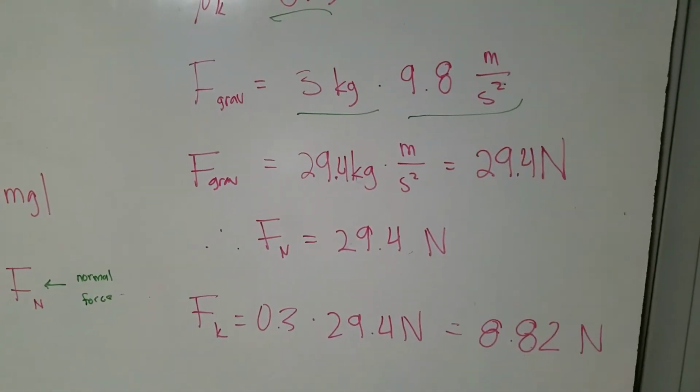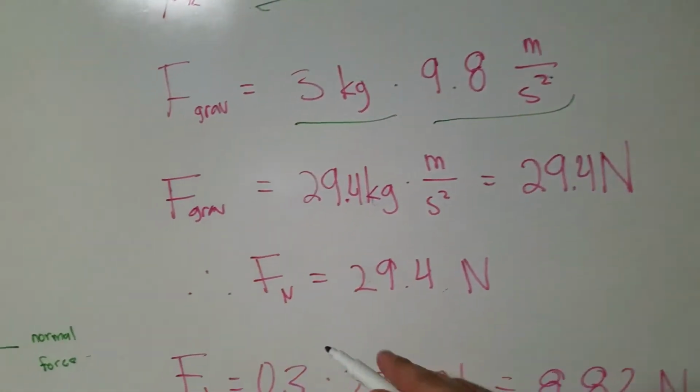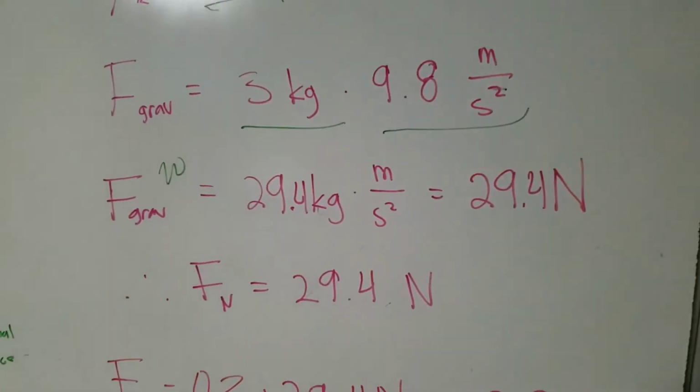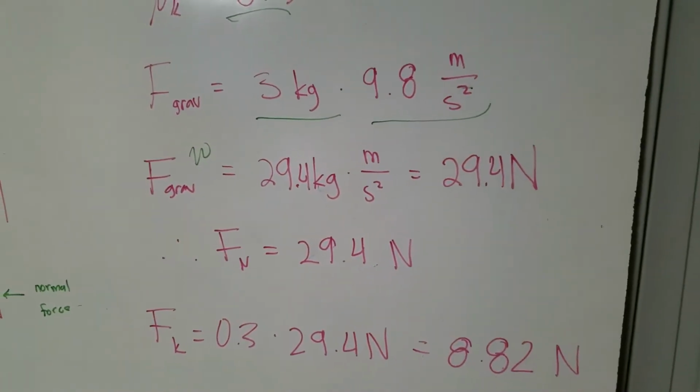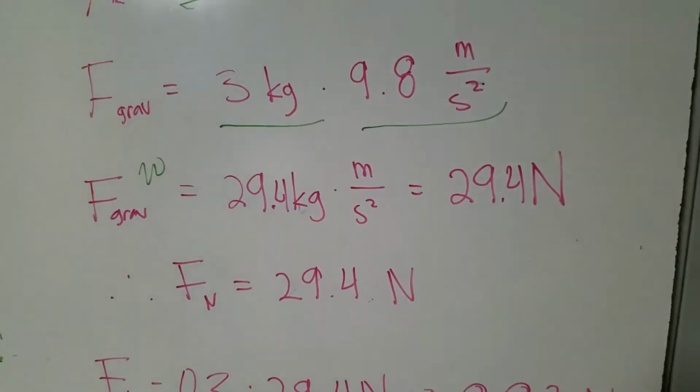Okay, so now that we have the force of gravity, or in other words, the weight, that's going to equal 29.4 kilograms times meters per second squared. That is actually the unit for force.